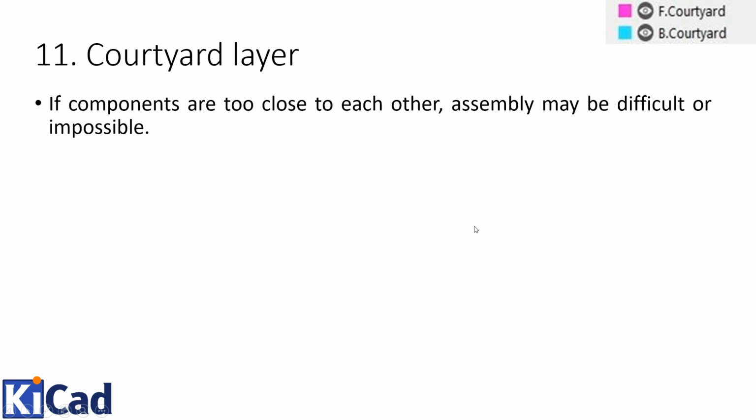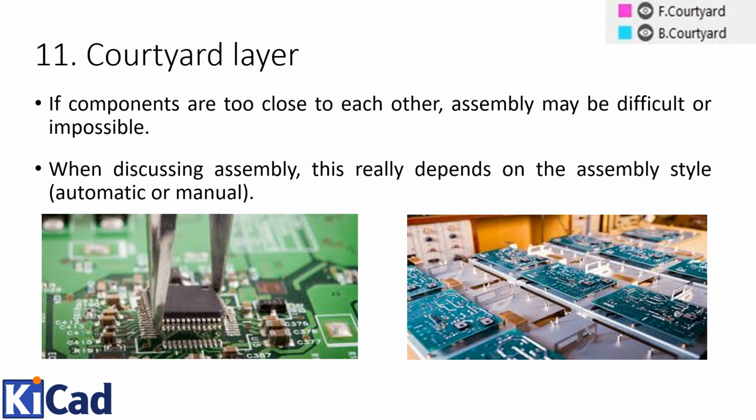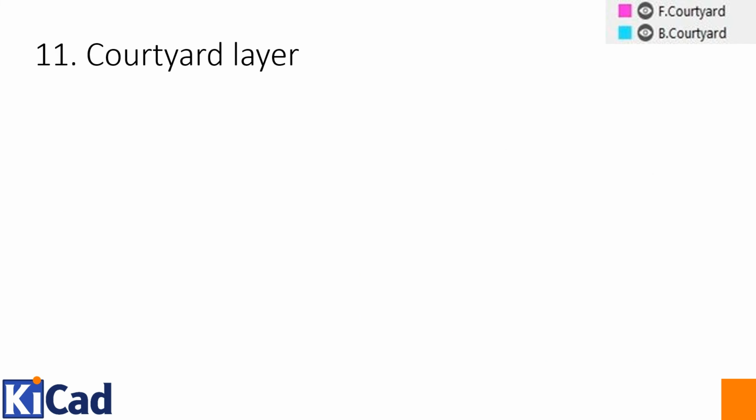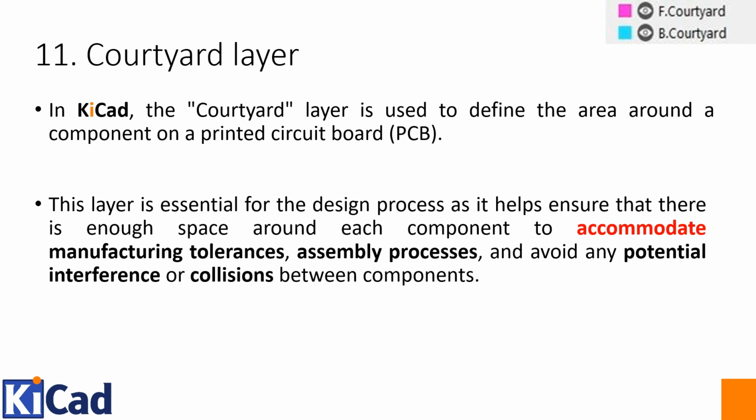If components are too close to each other, assembly may be difficult or impossible. When discussing assembly, this really depends on the assembly style. Either you are doing automatic assembly, or you are doing a manual assembly process. In KiCad, the courtyard layer is used to define the area around a component on a printed circuit board. This layer is essential for the design process, as it helps ensure that there is enough space around each component to accommodate manufacturing tolerance, the assembly process, and avoid any potential interference or collision between components.